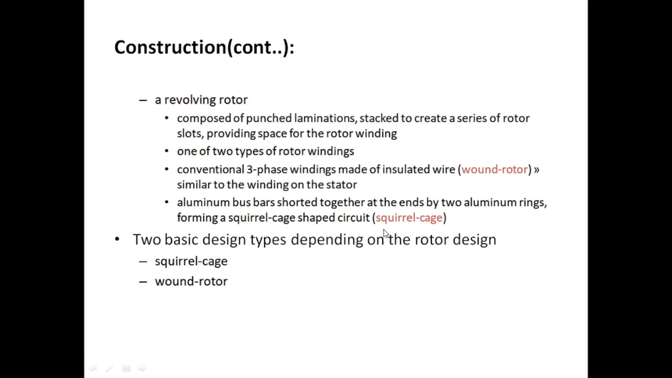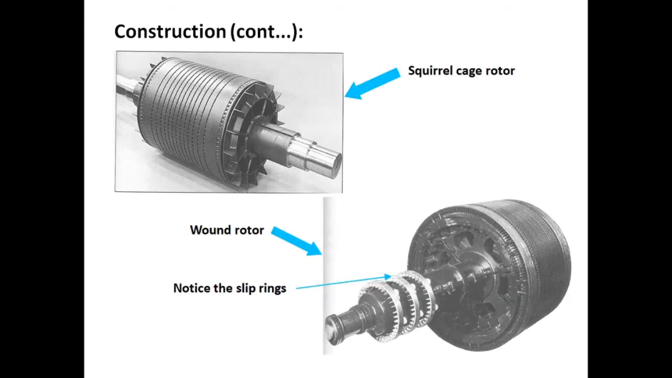Based on the rotor design, there are two types of induction motors: the squirrel cage and the slip ring induction motor, which is the wound rotor. You can observe the construction in the figure. This is the squirrel cage induction motor. This is the slip ring induction motor, the wound rotor. We keep the slip rings on the shaft.